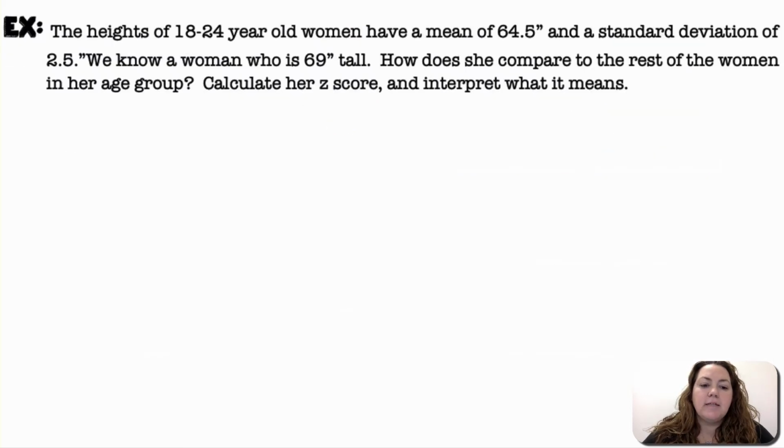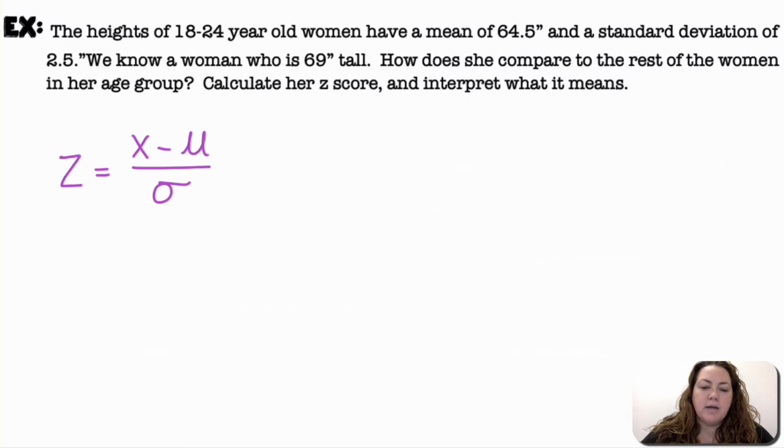The heights of 18 to 24-year-old women have a mean of 64.5 inches and a standard deviation of 2.5 inches. We know a woman who is 69 inches tall. How does she compare to the rest of women in her age group? Calculate her z-score and interpret what it means.